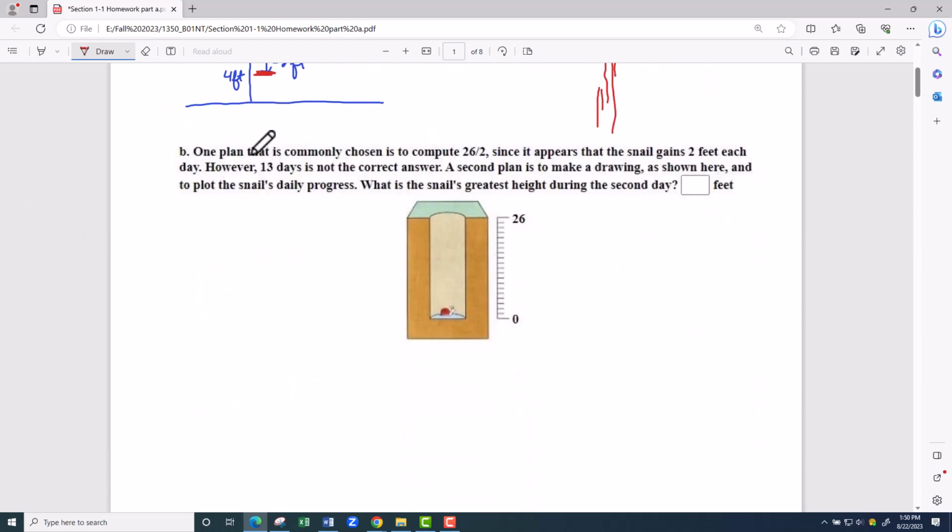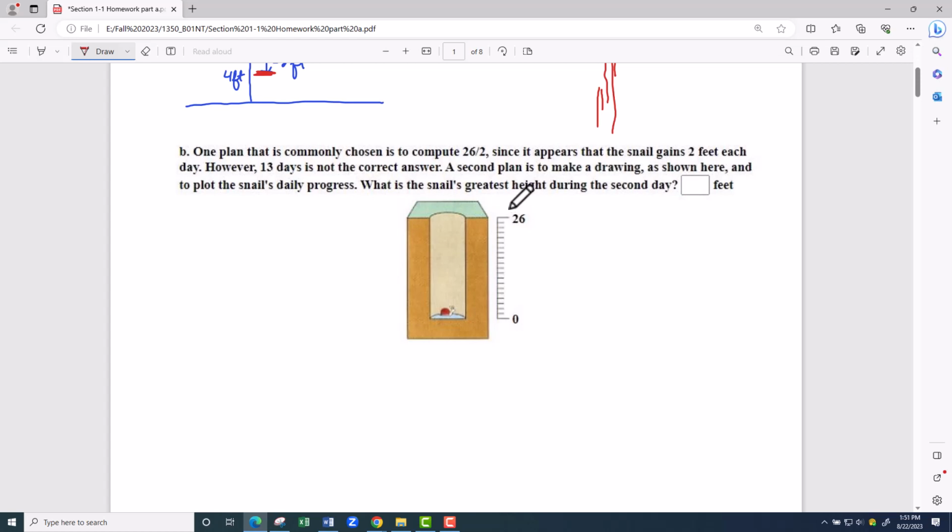So one plan is to divide by 2, because we have a net gain of 2 feet and there's 26 feet. And so we would think 13 days. Well, this isn't correct. So let's draw something out.